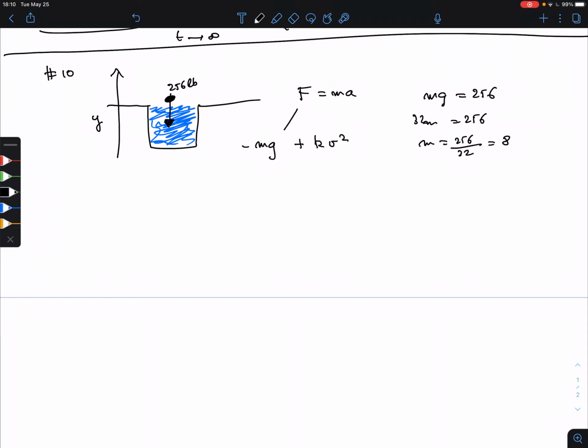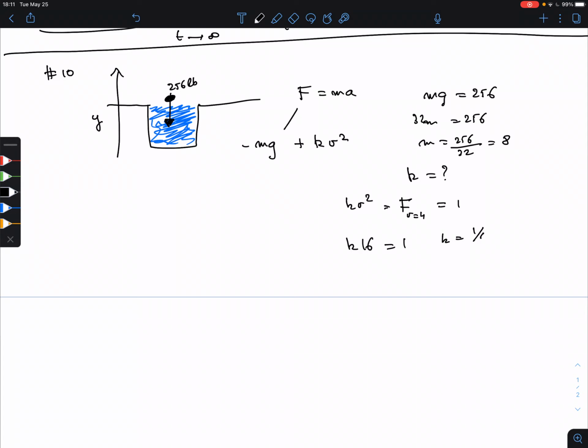Okay, and k, what is k? We need to find k, right? We still don't know what k is. Well, we know that if the velocity is 4, then the force is equal to 1. So what does that mean? If I plug this into the formula for our resistance force, k times 4 squared, that is 16k, equals 1, so we see that k is 1 over 16. Okay, we have everything, so let's write down what we have.